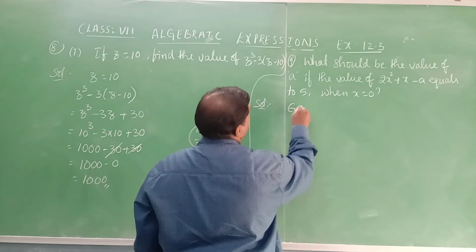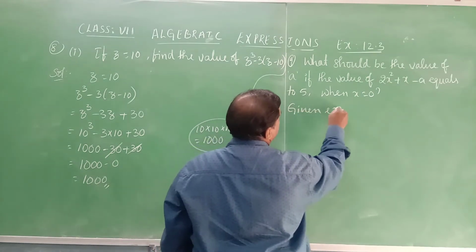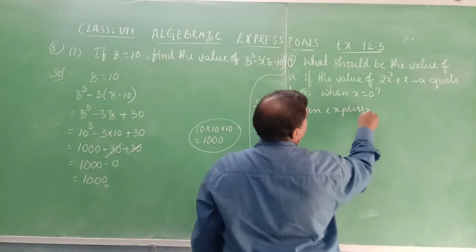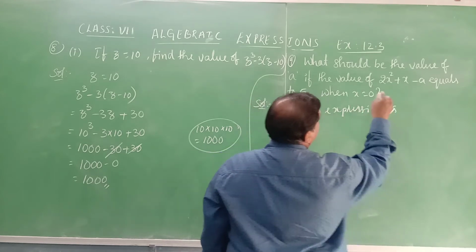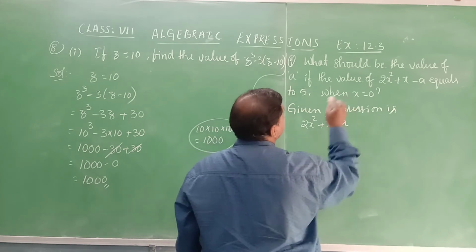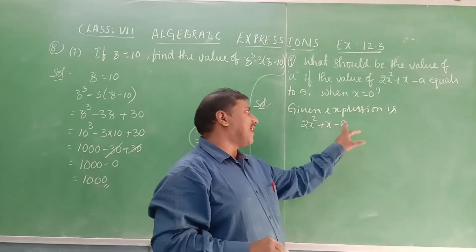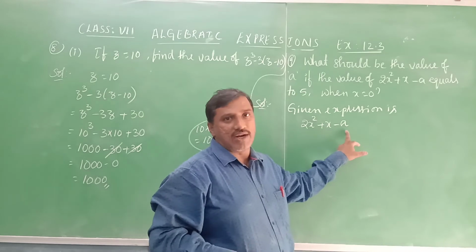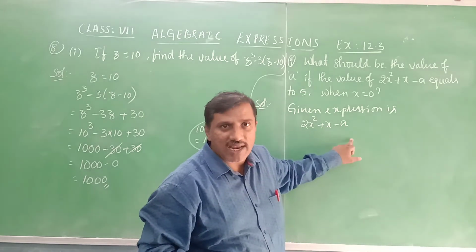Given expression. What is that given expression? The given expression is 2x square plus x minus A. What we have to find here? The value of A we have to find. When can we find its value?